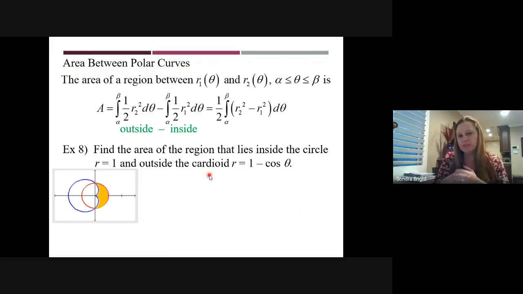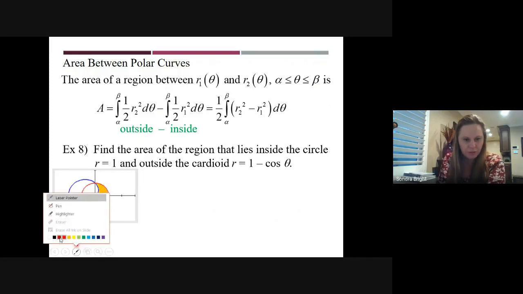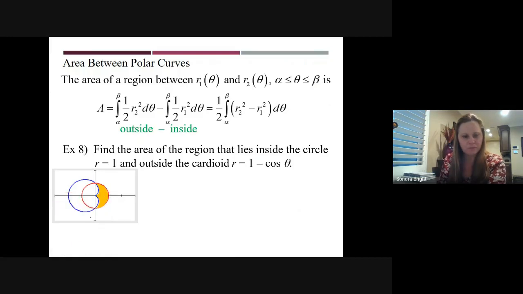Symmetry is going to allow me to simplify this some. I don't need to do this whole area. What I'm going to do instead is find just half of it. Oh, I guess before I say that, when you're looking at this shaded area, let's go with blue. I'm sticking with blue.